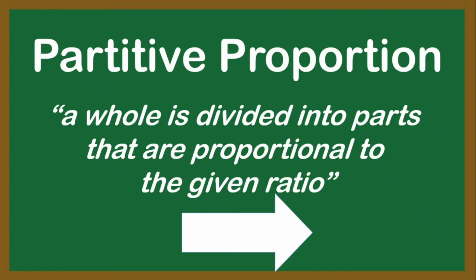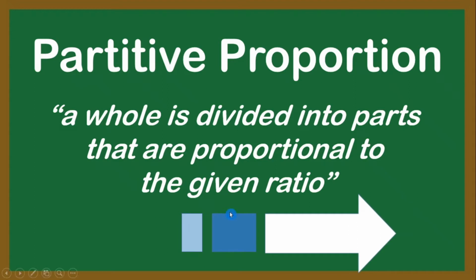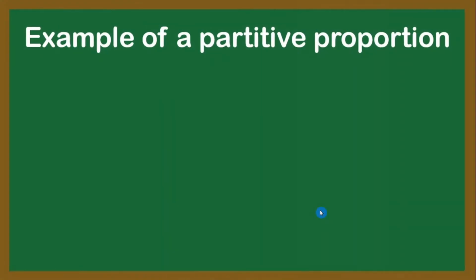Partitive proportion, a whole is divided into parts that are proportional to the given ratio. Okay? So, the whole is divided according to the ratio that is given. Now, let us have an example of a partitive proportion.